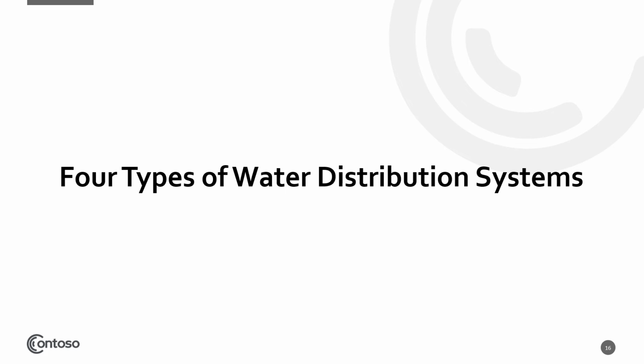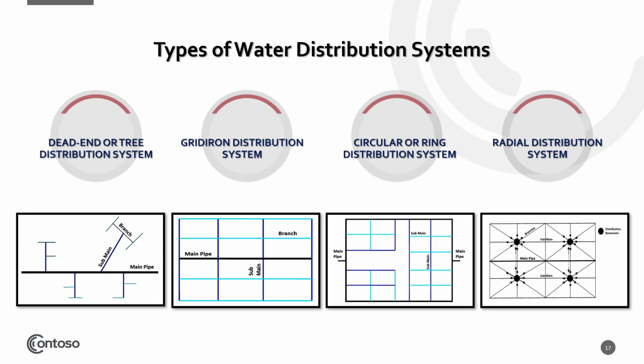And lastly, the four types of water distribution system. First one, dead end or tree distribution system, second, gridiron distribution system, third, circular or ring distribution system, and fourth, radial distribution system. I'll just give you the definition and figure of these four types of water distribution system because the next reporters will elaborate more on this topic and explain the detailed distribution pipes.